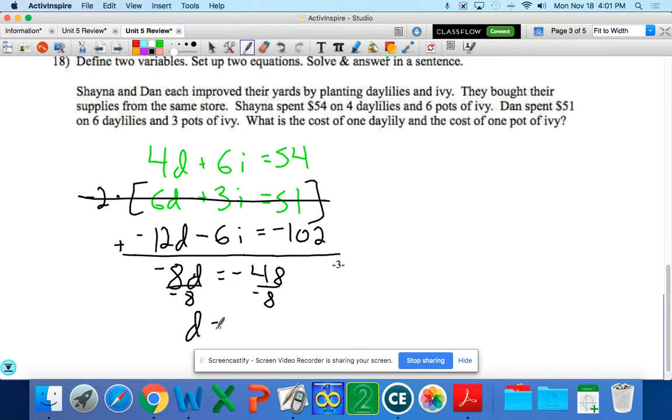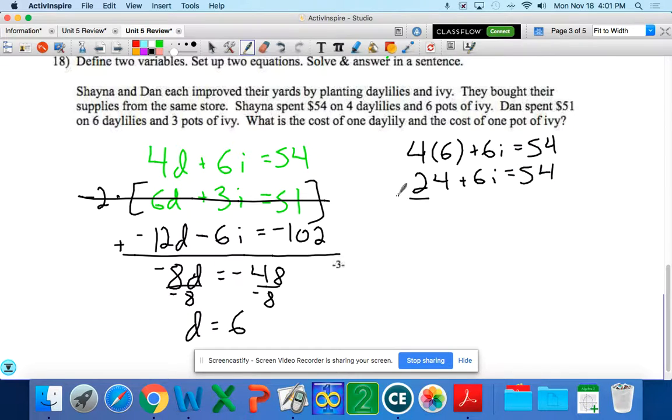We get the daylilies are $6. We use that information in one of our original equations. So 4 times daylilies, which are $6 now, we know that, plus 6i equals 54. That would be 24. We subtract 24. We get 6i equals 30, meaning that a pot of ivy is $5.